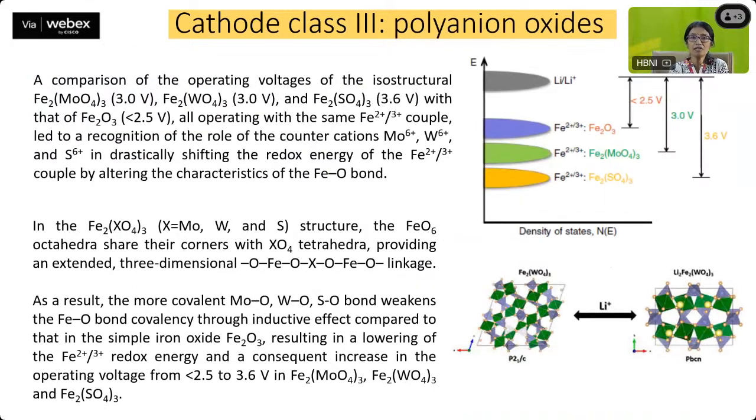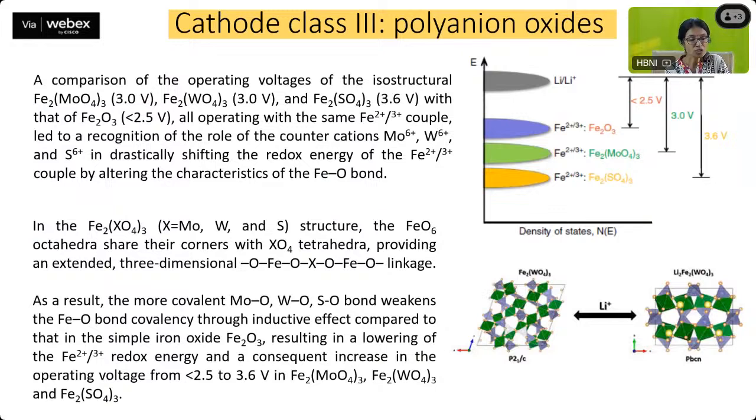Now coming to the third class of cathodes, class 3, the polyanionic oxides. If you look into the operating voltage of isostructural iron molybdate, iron tungstate, and iron sulfate compared with that of iron oxide, all operating with the same Fe2+/3+ couple, you will recognize the role of the counter anions. That is, what is the counter anion? One is Mo6+, W6+, or S6+, which drastically shifts the redox energy of the Fe2+/3+ couple by altering the characteristics of the Fe-O bond.